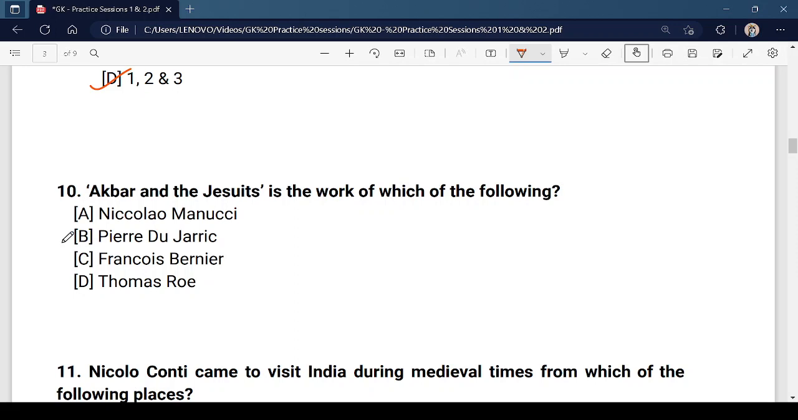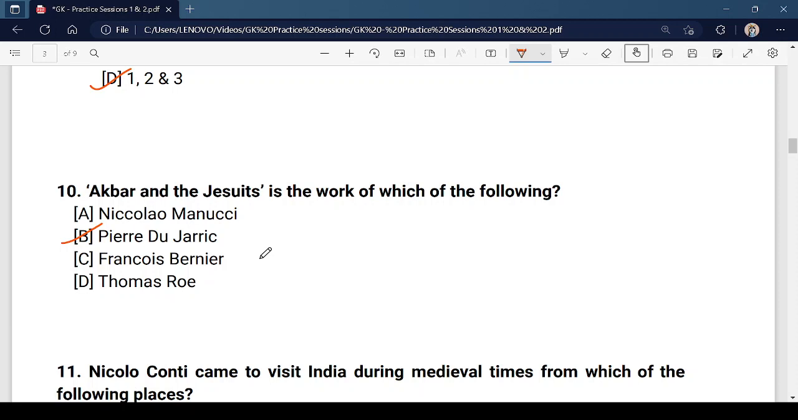The right answer is Pierre Dujaric, right? Pierre Dujaric. Akbar and the Jesuits was an account of the Jesuit missions to the court of Akbar. It is a translation work. It was compiled by Pierre Dujaric. He was a Jesuit priest.